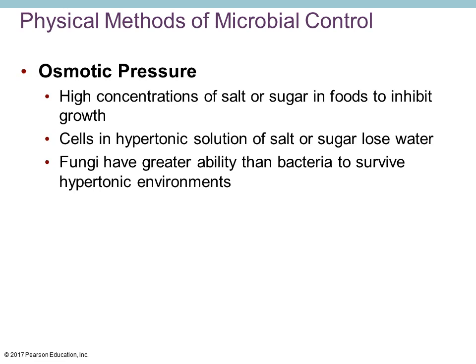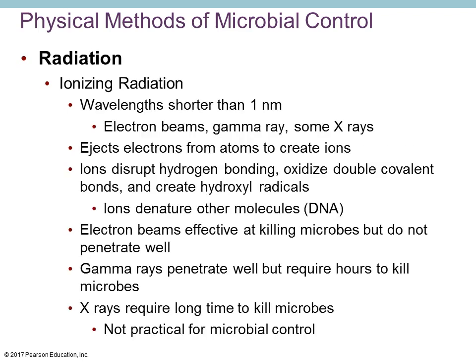Osmotic pressure. High concentration of salt or sugar in foods will help to inhibit the growth. Cells, if they are put in a solution that has a high concentration of salt or high concentration of sugar, that would be a hypertonic solution, they tend to lose water. Now, fungi have a better ability to survive than bacteria in a hypertonic solution.